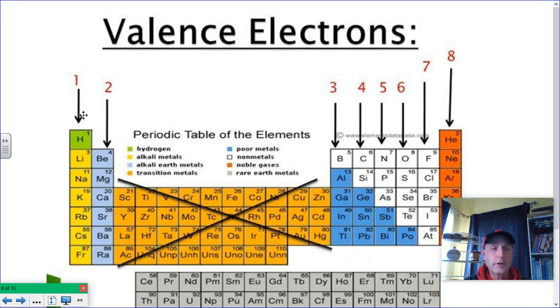So starting over here on the left side, family 1A elements like hydrogen, lithium, and sodium all have 1 valence electron. 2A elements like beryllium and magnesium and calcium all have 2 valence electrons. Skip over all these B family elements, or the D block, remember we called them, because we don't know about the valence electrons on them. We know over here in family 3A, they all have 3 valence electrons, and 4A, they have 4, and so forth, over to 8A, which has 8 valence electrons.